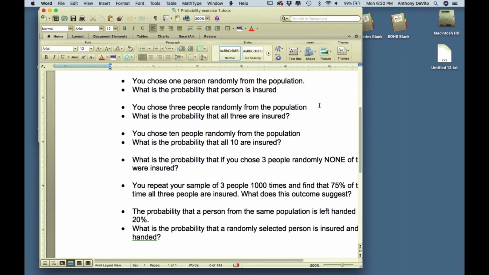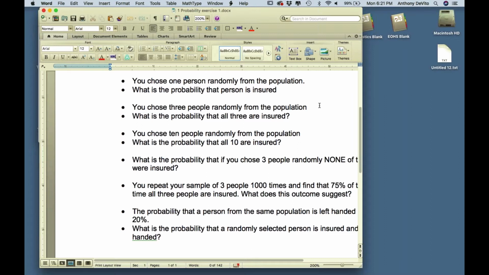Well, first of all, the random sample suggests that this is probably an independent event. In other words, if you're really picking these people randomly, then the probability the second person is insured is not influenced by whether the first person is insured or not, the third person, and so on and so forth. If we were to just stand out on the street and grab the first 3 people that came along, that might not be so true, right?